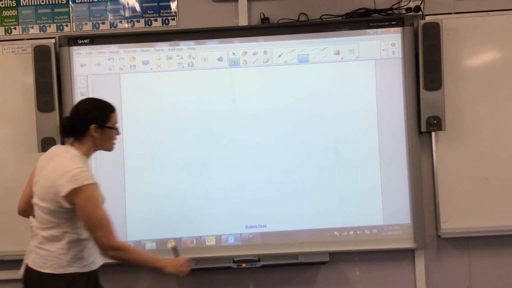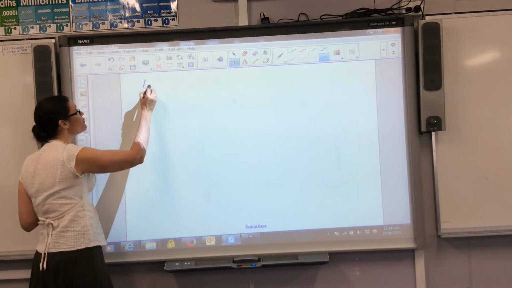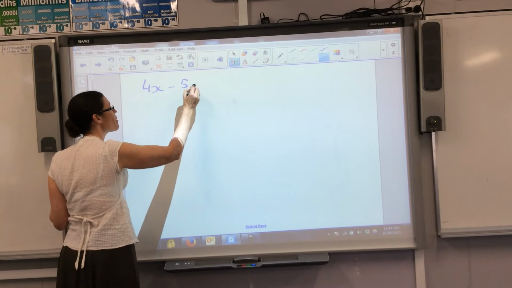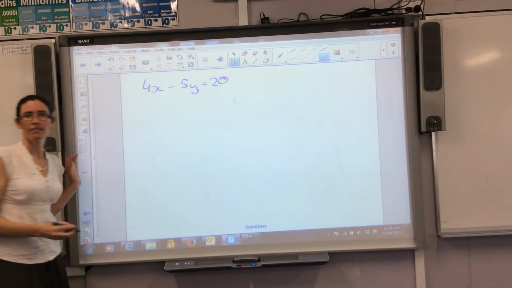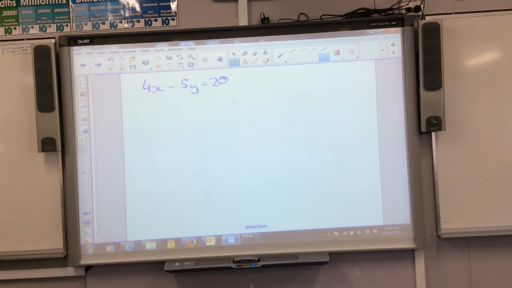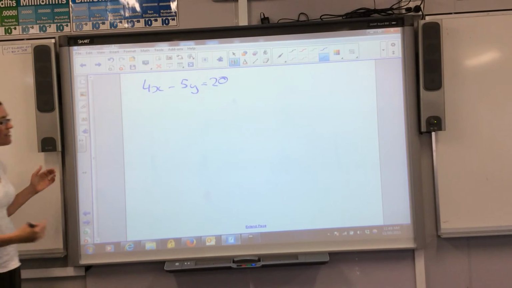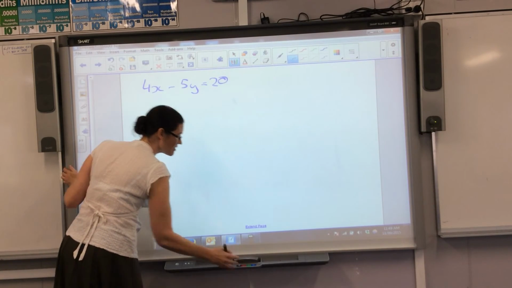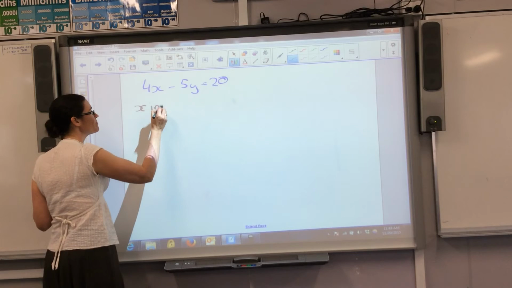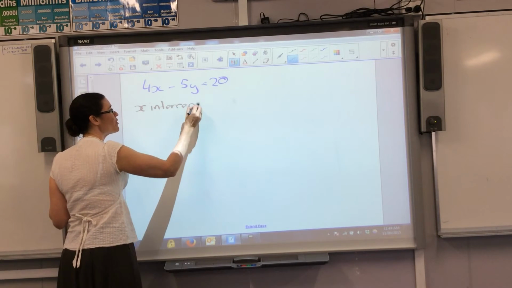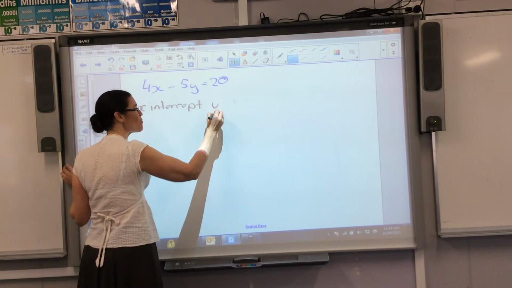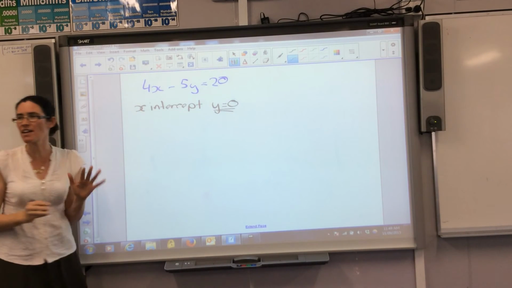Okay, another example, let's say I have 4x minus 5y equals 20. It's a straight line. I need to find my intercepts. So we're going to start with the x-intercept. For the x-intercept, I know that y equals 0. Is everyone happy with that step?